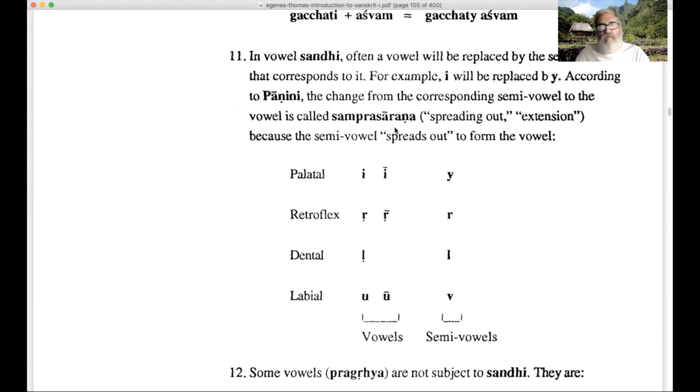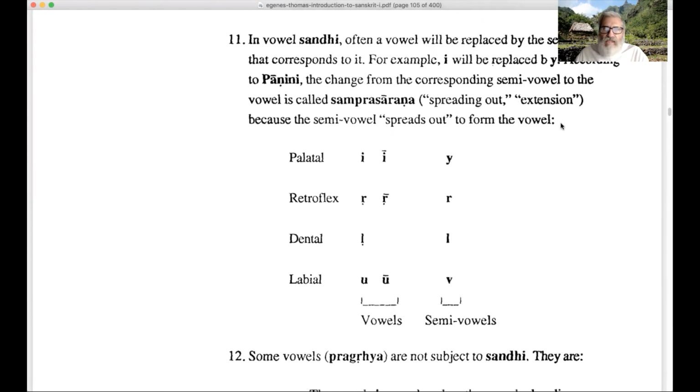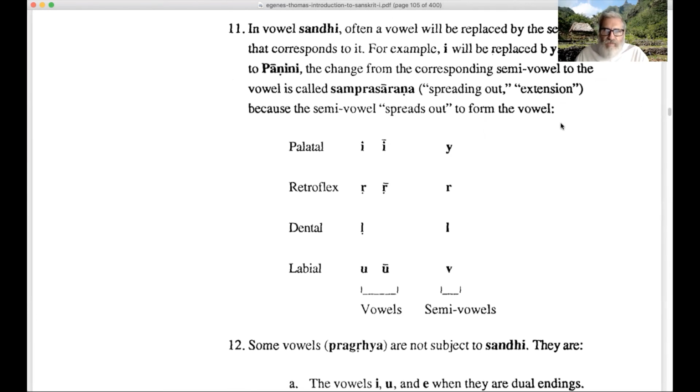Samprasaranam. You don't have to remember this. This is the Sanskrit. It means spreading out or extension. I don't exactly know how to talk about it in English jargon; we would just say, break the sandhi. Spread out. Break the sandhi. There's a semi-vowel. Break that sandhi. That's what I'll say, because the semi-vowel spreads out to form the vowel.